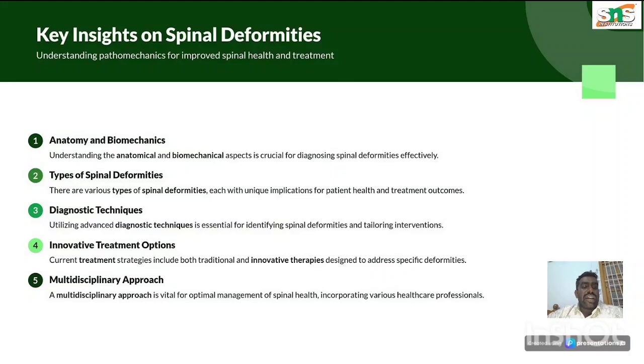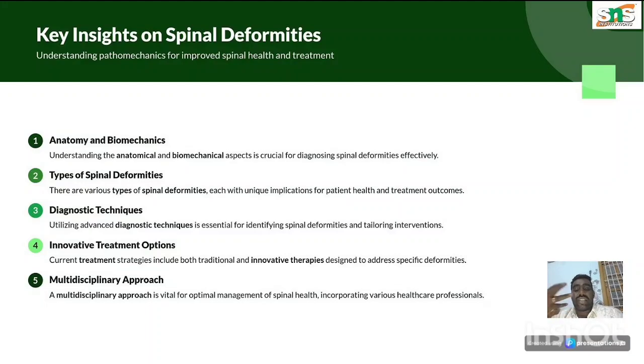So, spinal deformities, the key insights we should take from this topic: anatomy and biomechanics, types of spinal deformities, diagnostic techniques, innovative treatment options, and multidisciplinary approach. Understanding the biomechanical and anatomical parts is crucial to diagnose spinal deformity, and biomechanics plays the most crucial role in diagnostic techniques. Spinal deformity types are different and have unique implications for patients' health and treatment outcomes. So what are the diagnostic techniques?